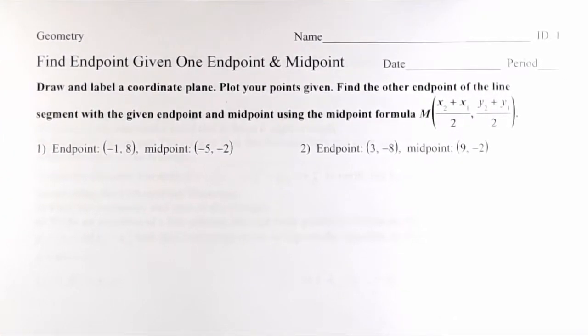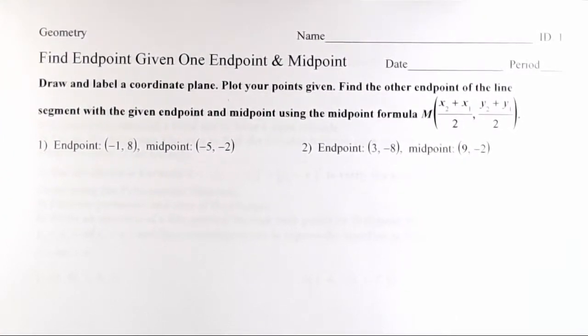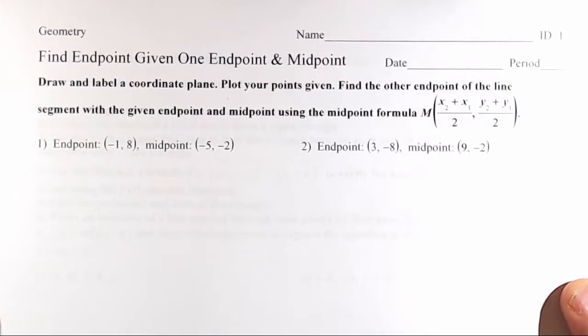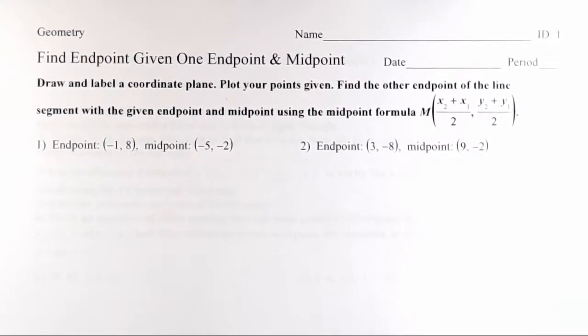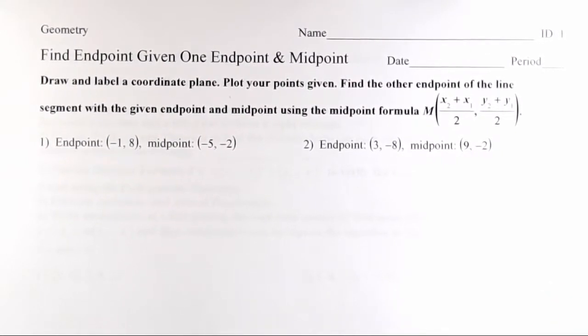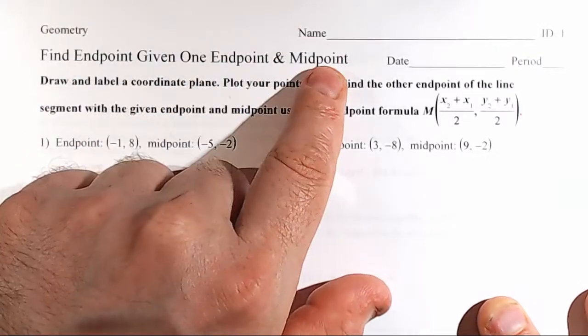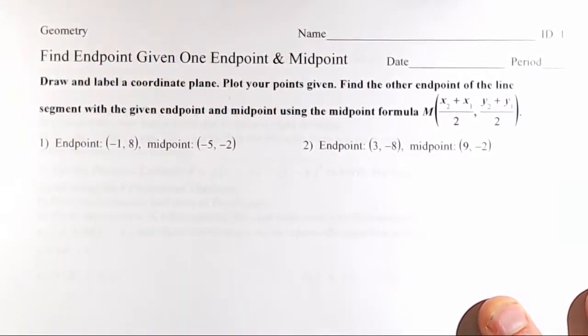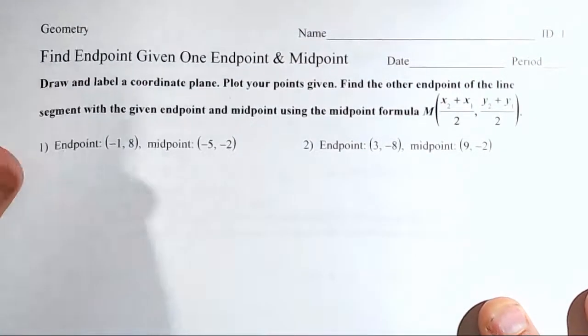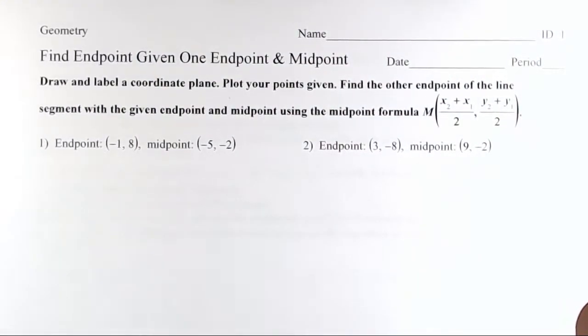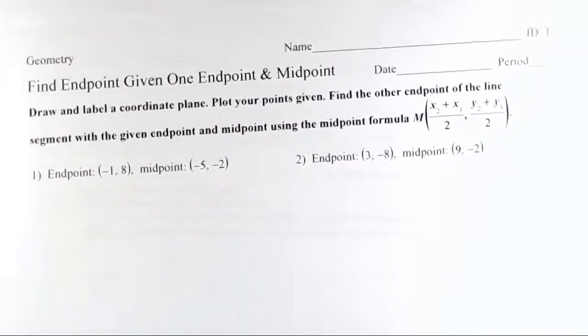Then we're going to take our midpoint knowledge and extend it a little bit. Instead of trying to find the midpoint, we're going to be given a midpoint, and we have to find one of the missing endpoints of a line segment. So you're going to be given an endpoint and a midpoint, and you have to find the other endpoint. So those 3 worksheets will be Monday, Tuesday, and Wednesday's material.